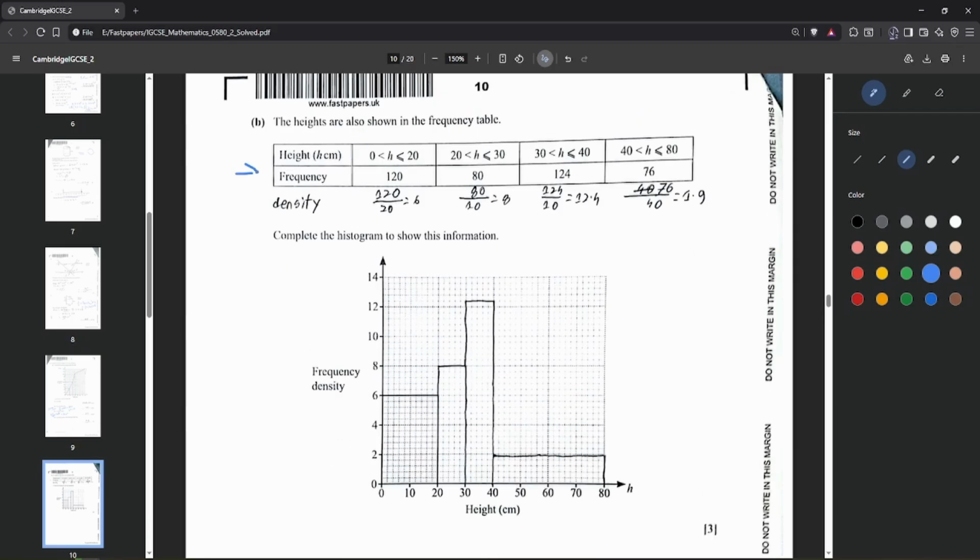Alright, in the next table we have a frequency table. The height and frequencies are given. Complete the histogram to show this information. One has been drawn for you already. So we find the density, which is 120 divided by 20, and we get the value of 6, and then we shade this area.